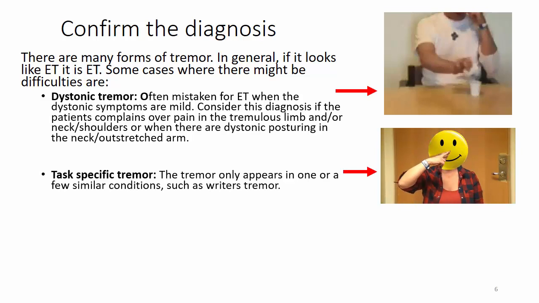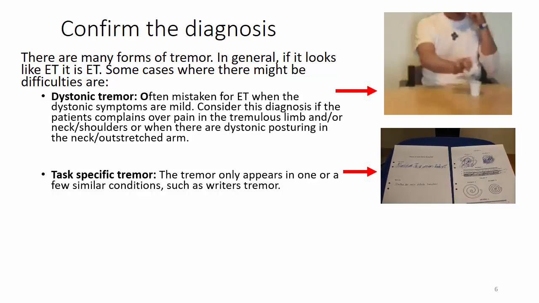Another condition is task-specific tremor. Here the tremor only appears in one or a few similar conditions, such as writer's tremor seen here.